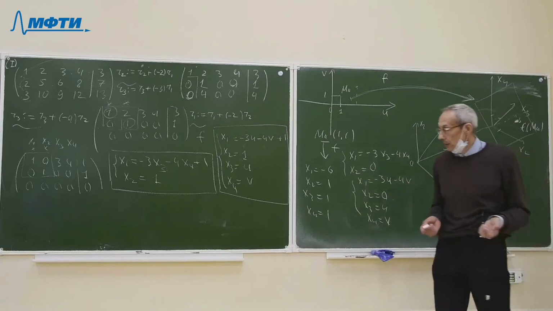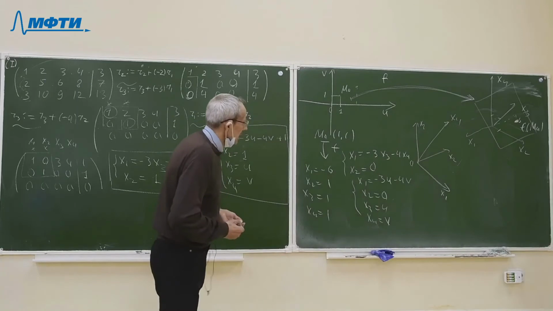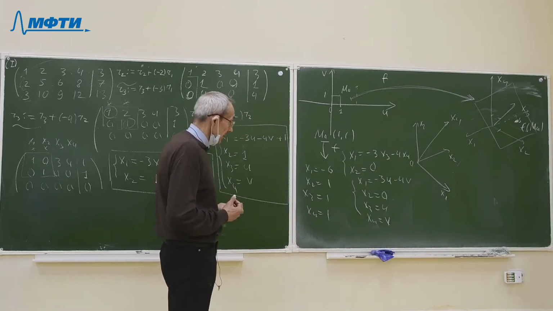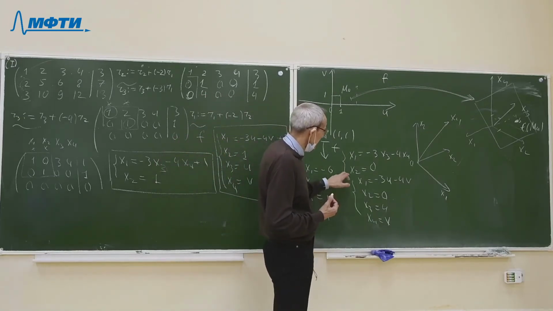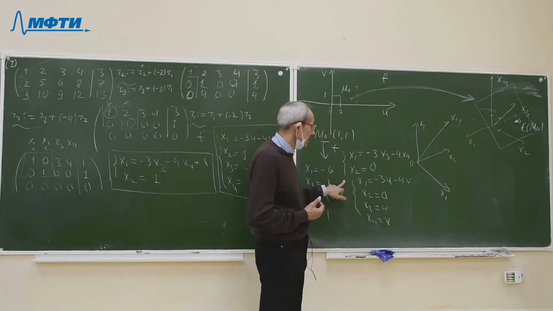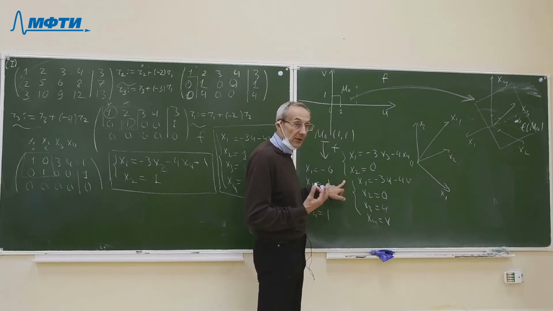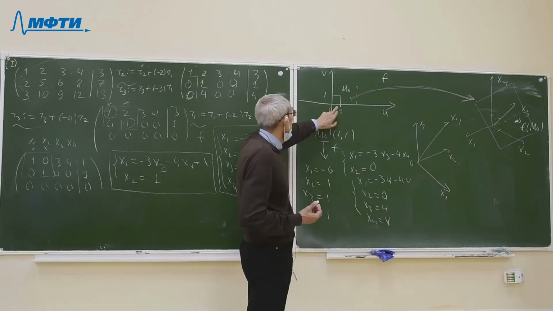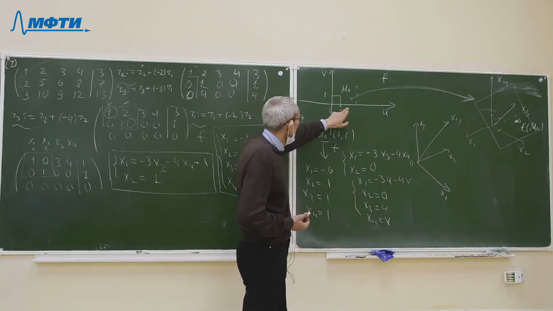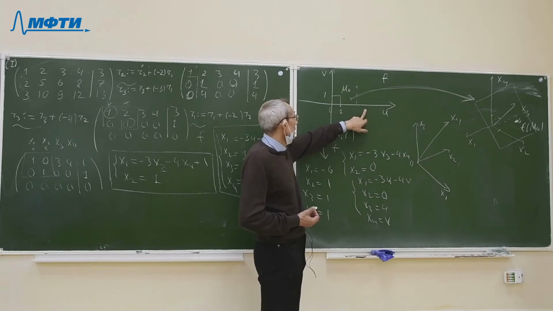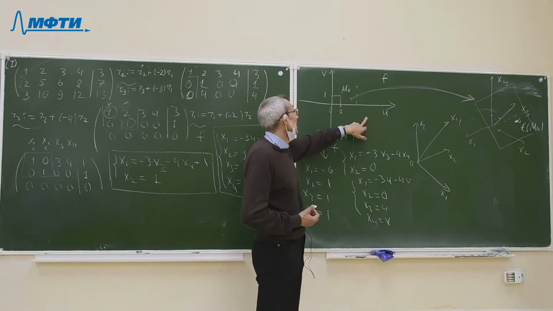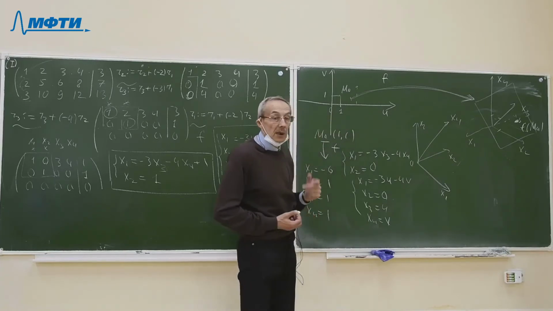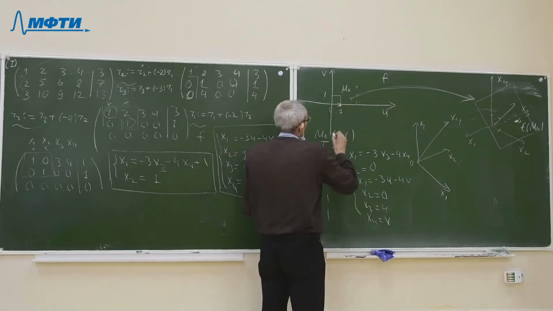How to describe these basis vectors? I try to present this element of this vector space as a linear combination of some vectors. I can choose the basis in this initial plane, which has coordinate axes u and v. In this plane, I have two basis vectors, this one and this one.